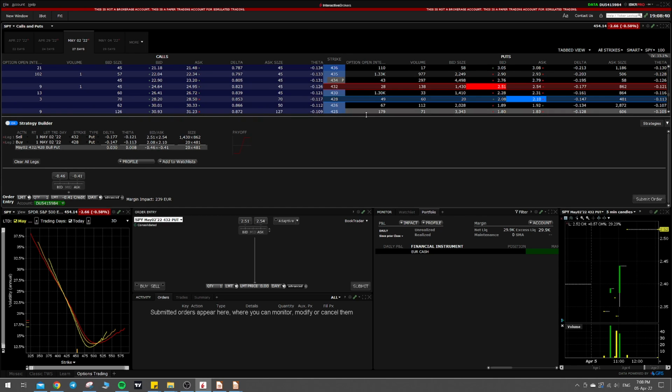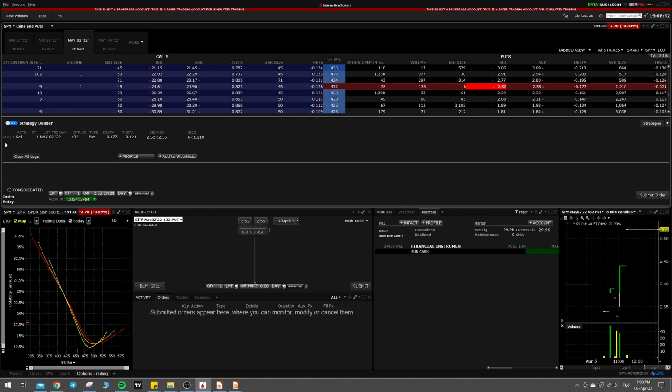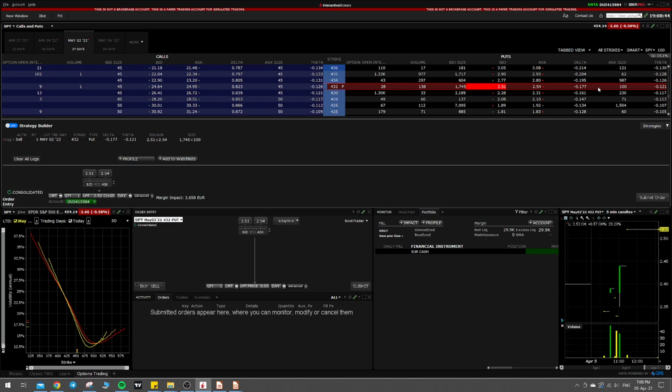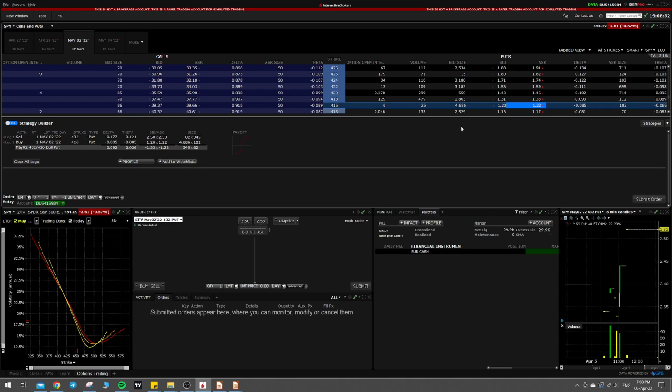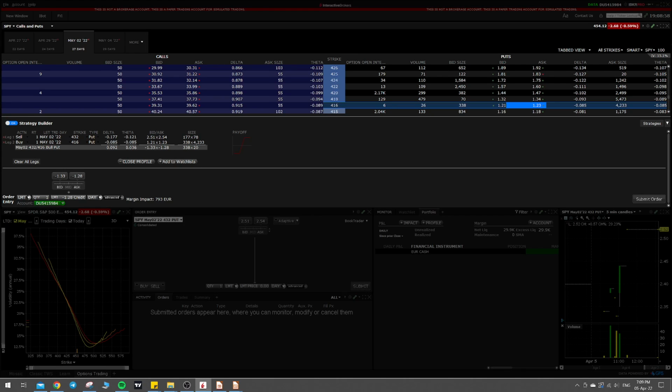Something like this. But yeah, because I want the delta difference of 10 points, we can go, for example, with this one actually. 415, 416. Yeah, something like this. I believe it's very good. So we can see that in this case now, our risk is defined, not unlimited anymore.